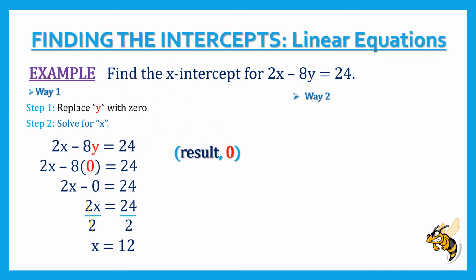Your answer will always be the result, comma 0. My result is 12, so therefore the answer is 12, comma 0.